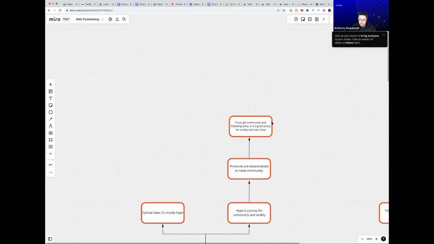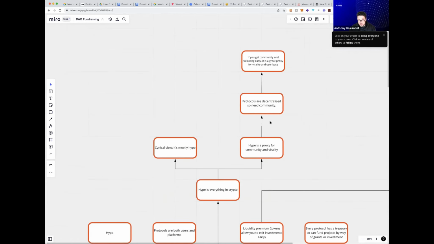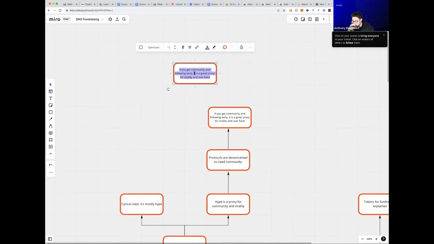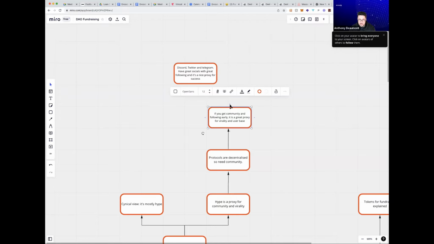Right, okay, so hype is everything in crypto. If you get community early, it's a great proxy for virality. So what is community? There are basically two things that I think are great indicators of product future success: Discord and Twitter. This is where communities are. Oh, Discord, Twitter, and Telegram. Have great socials with great following. It's a nice proxy for success. Proxy here being reasons to think success might happen.